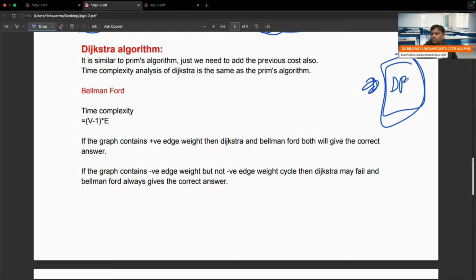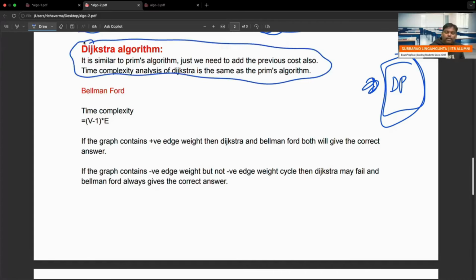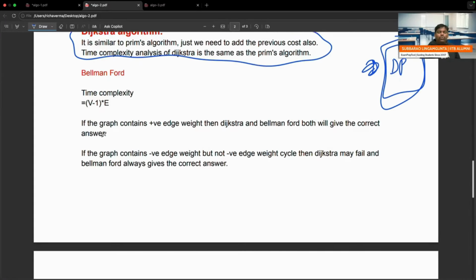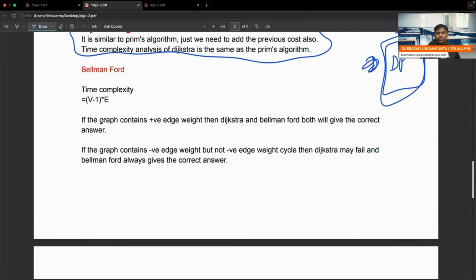Dijkstra's algorithm and Prim's algorithm are the same. Only the names are different, but the algorithm is the same. It is similar to Prim's algorithm, we just need to add the previous cost also, some difference. Time complexity analysis of Dijkstra is the same as Prim's algorithm. Exactly. Let's go to the Bellman-Ford algorithm.